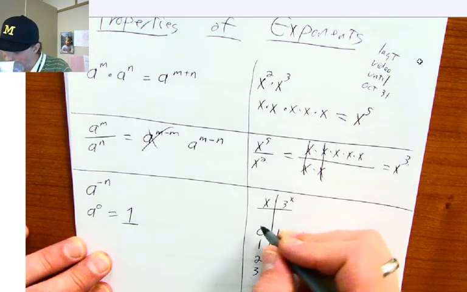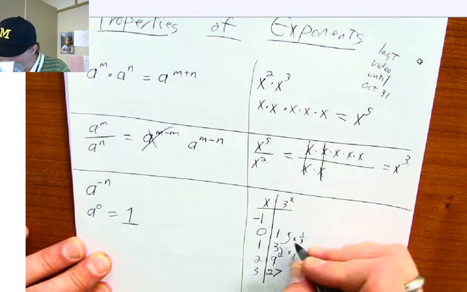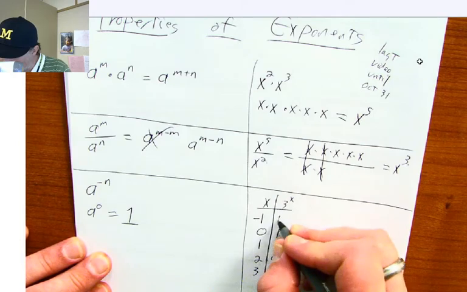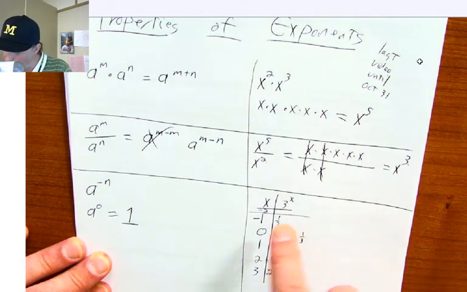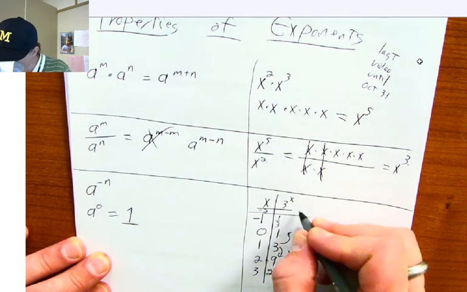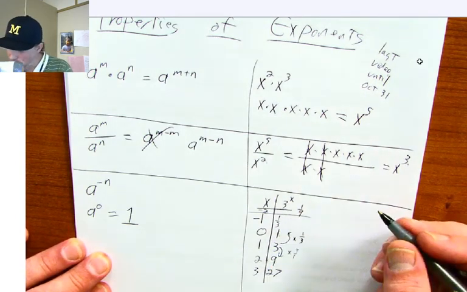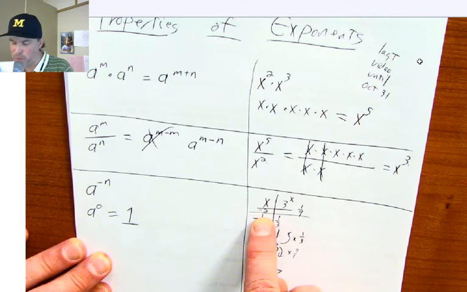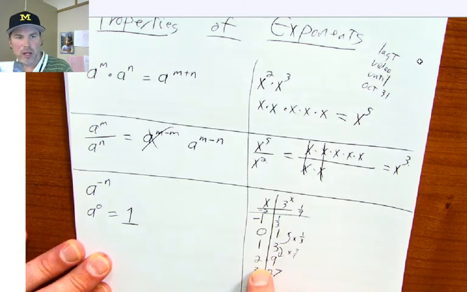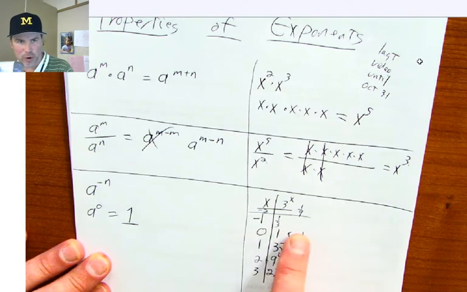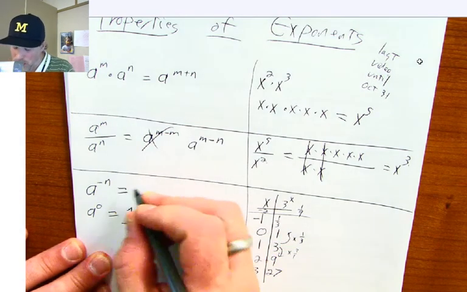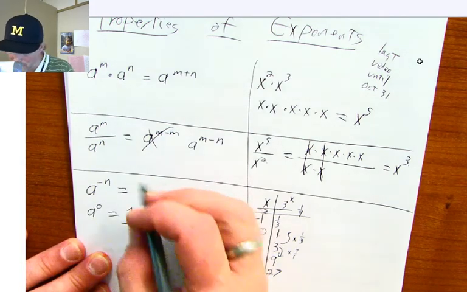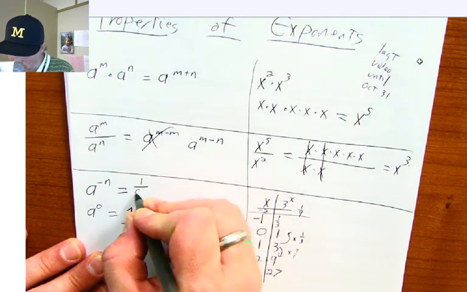Well, if we continue this pattern, negative 1, if you multiply 1 by 1/3, you get 1/3. Or negative 2, 1/3 times 1/3 is 1/9. Well, I noticed that 3 squared was 9, so 3 to the negative 2 is 1 over 9. So using that idea, a to the negative n is equal to 1 over a to the positive n.